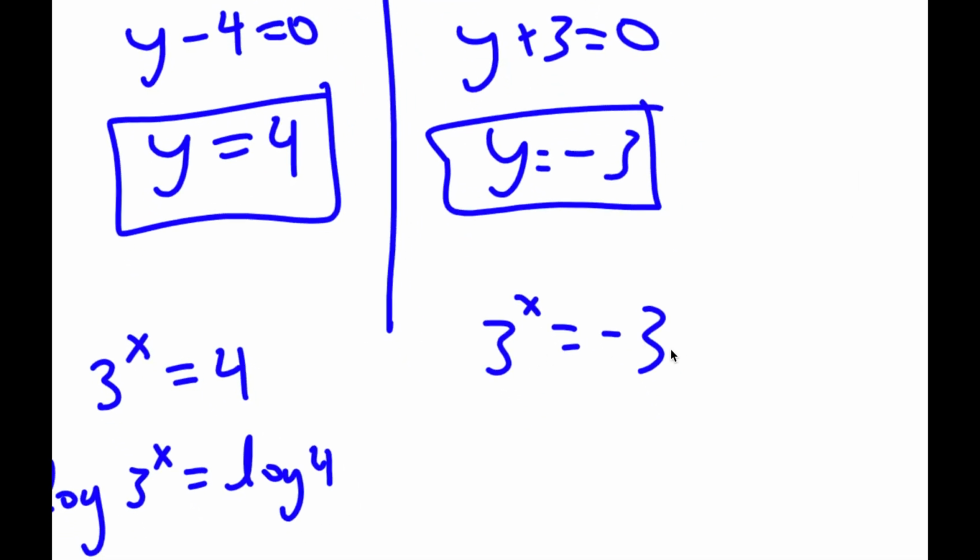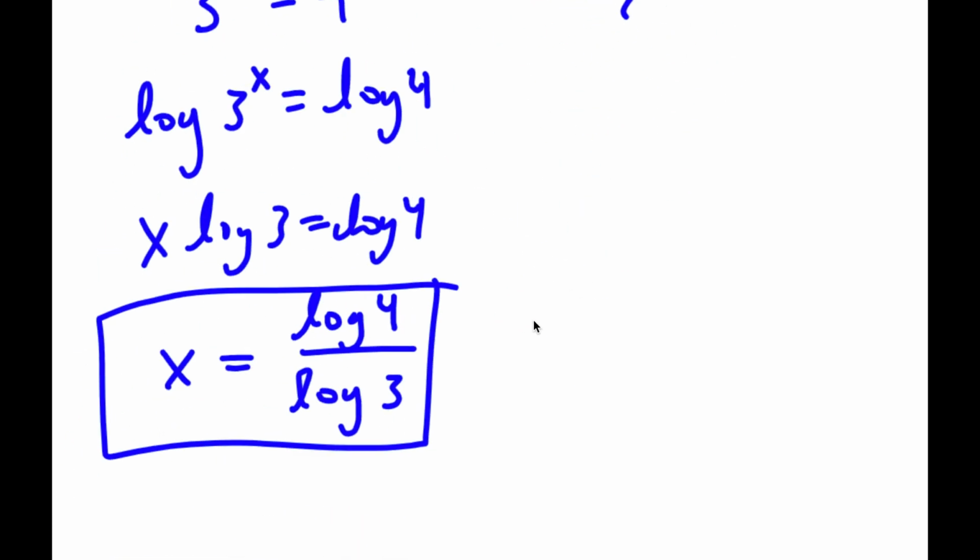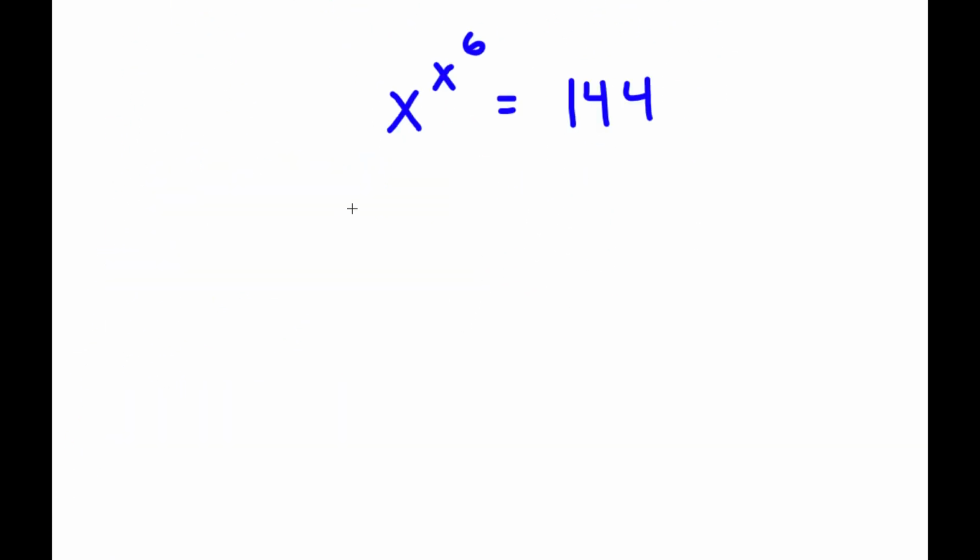Now for 3 to the power of x equals negative 3, you can't take the power of a positive number and make it negative, so there's no solution for this, and my only solution is log 4 over log 3.